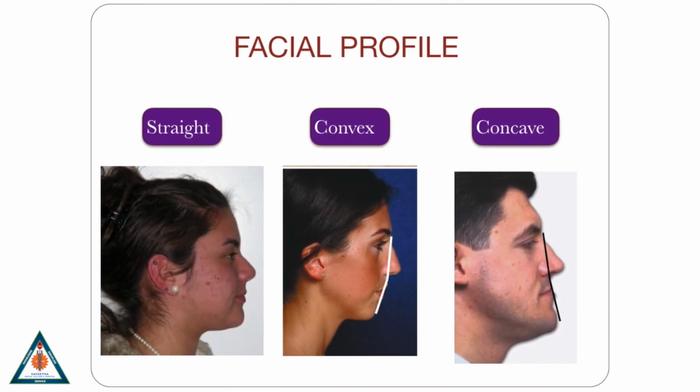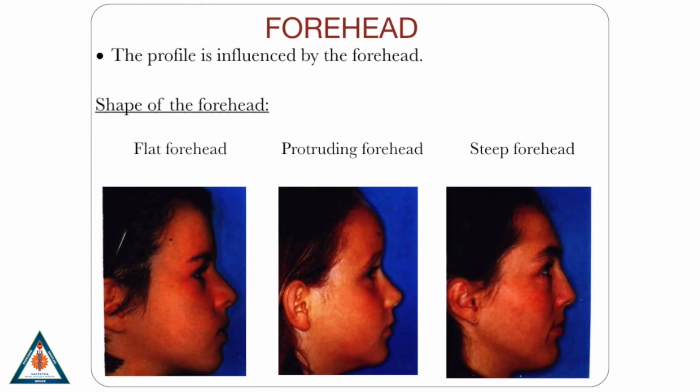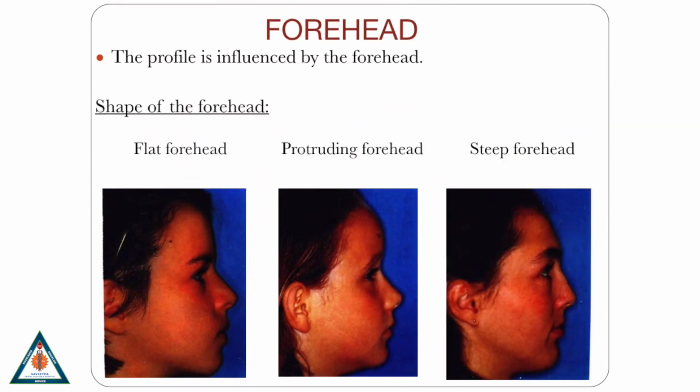Facial profile. Facial profile can be either straight, convex, or concave. It is basically based on 2 lines. The first line extending from the nasion to the subnasale, and the second line extending from the subnasale to the pogonion. Forehead. The profile is influenced by the forehead. The shape of the forehead can be classified into a flat forehead, protruding forehead, or a steep forehead. Each of these foreheads influence the facial profile.